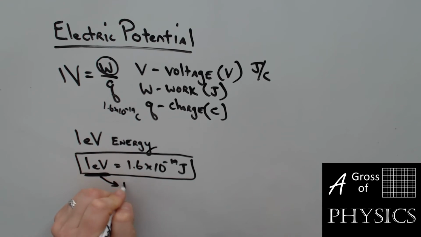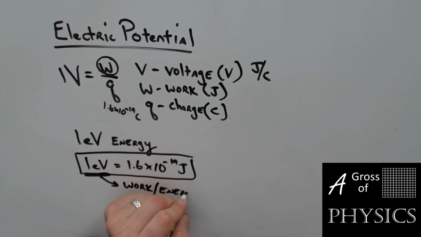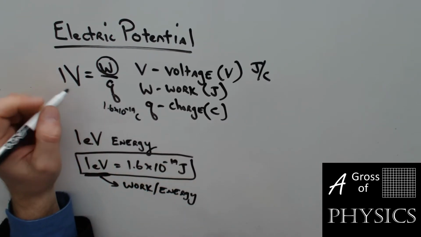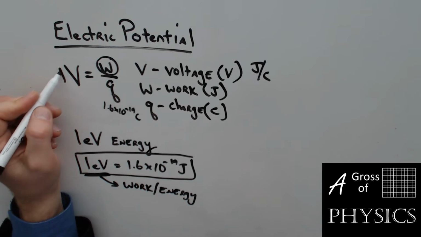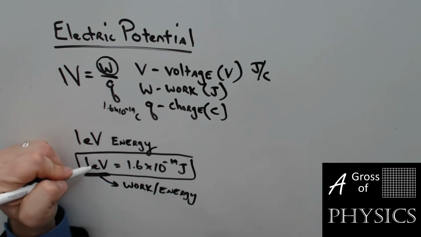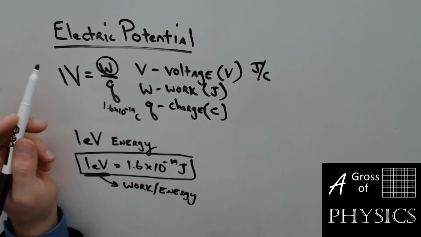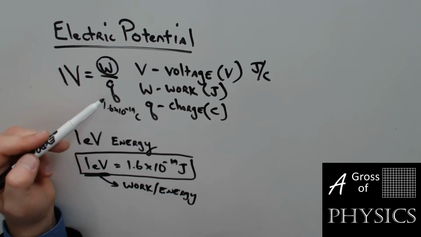One common mistake that students make is they confuse electron volts and volts. Electron volts is work or energy needed, and V is the potential difference, the amount of work per unit charge required. So electron volt is an energy term, and the voltage is the amount of work per unit charge.